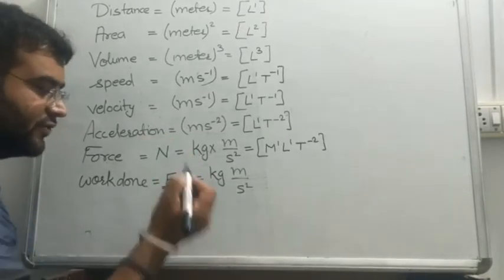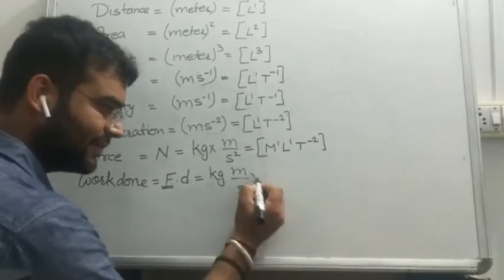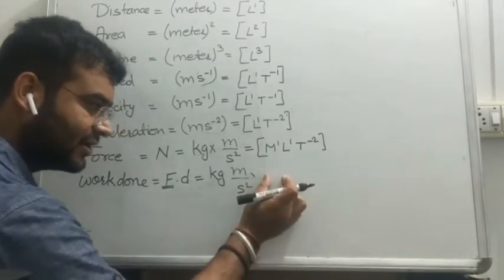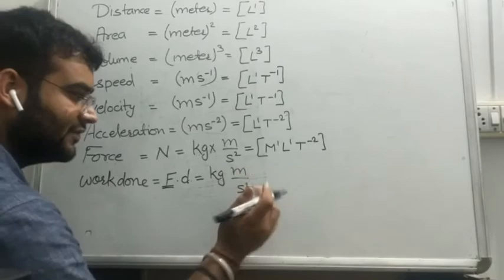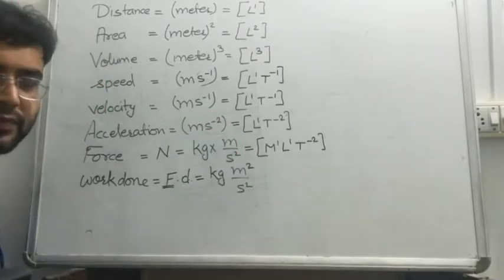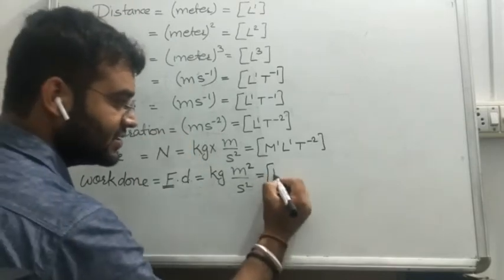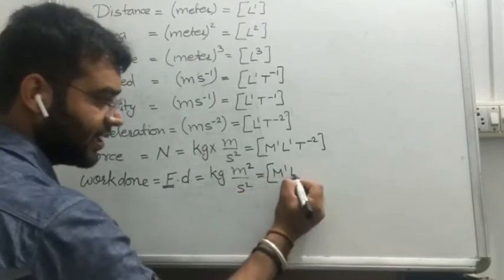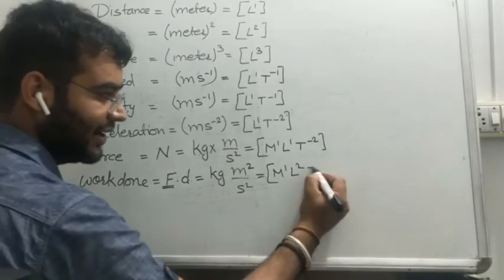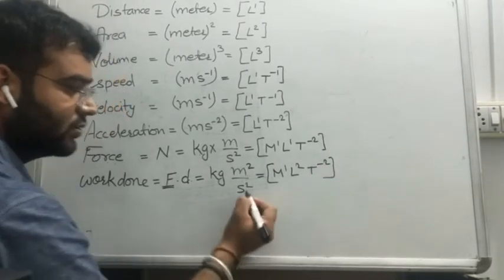Okay, the unit of displacement is meter, then we multiply by meter, and that meter is multiplied by this meter, so we have meter square.